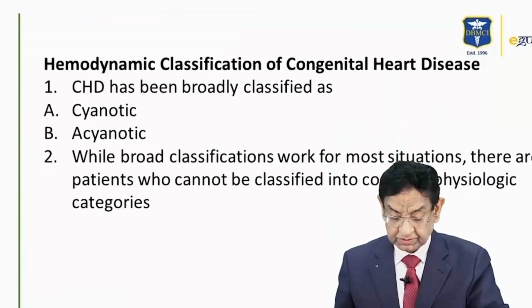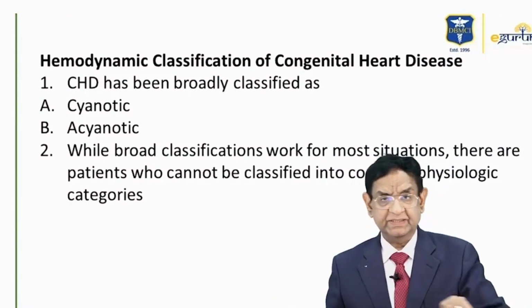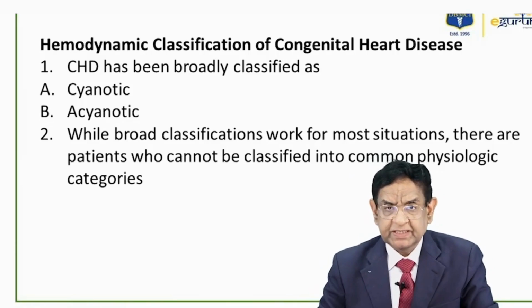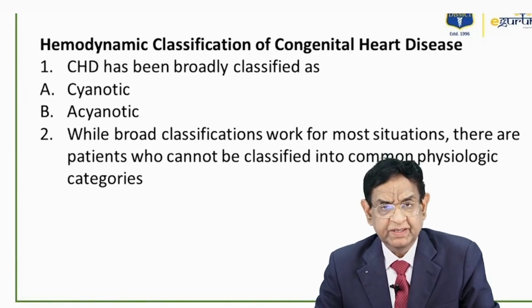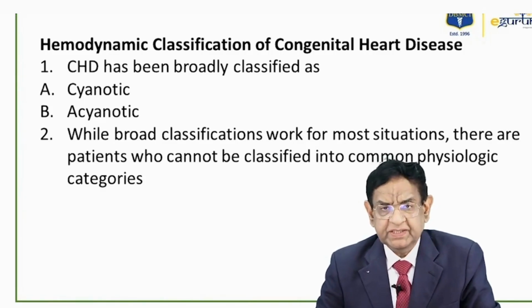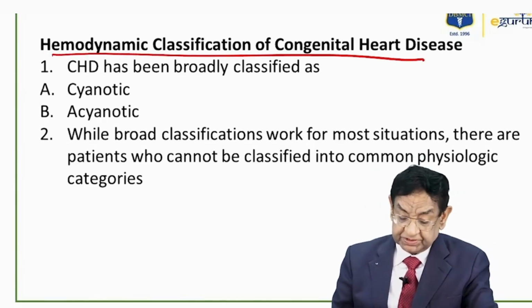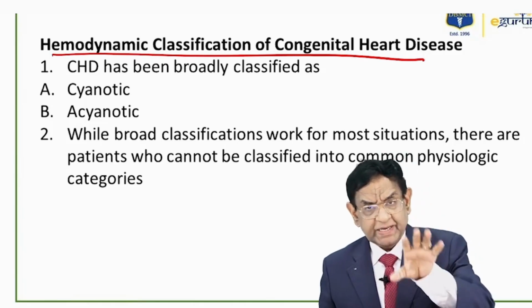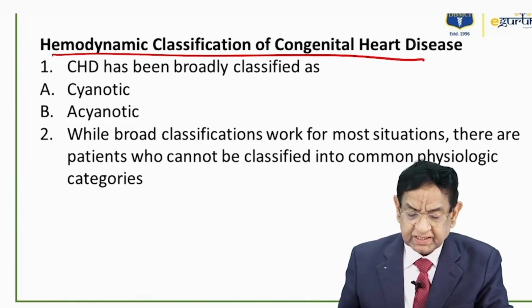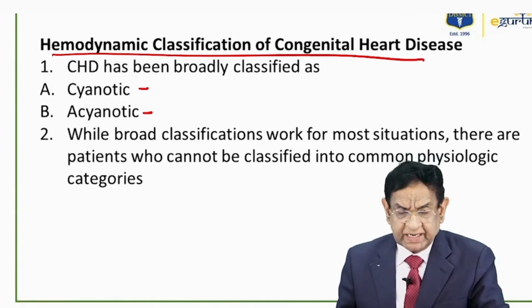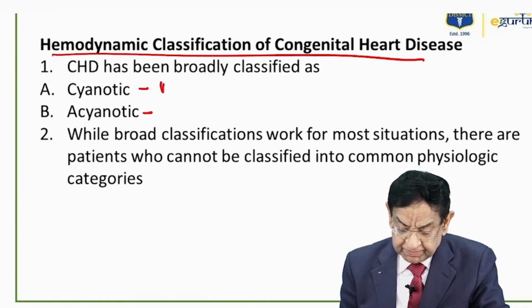So these were all the basic concepts. Now we have understood what congenital heart diseases are. Okay, let's see how we really classify. Classification is done based on the hemodynamics. We broadly classify all congenital heart disease into two: cyanotic or acyanotic. Cyanotic means the child is blue.